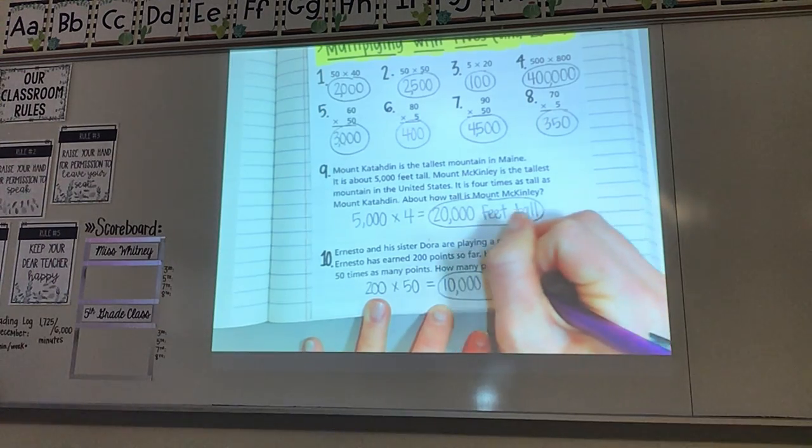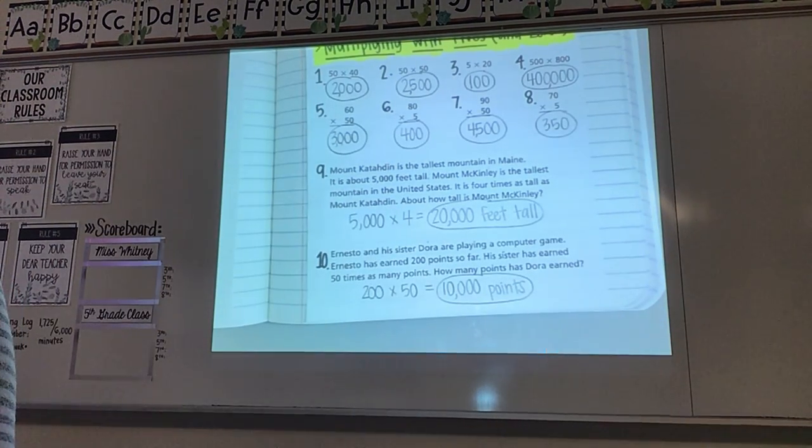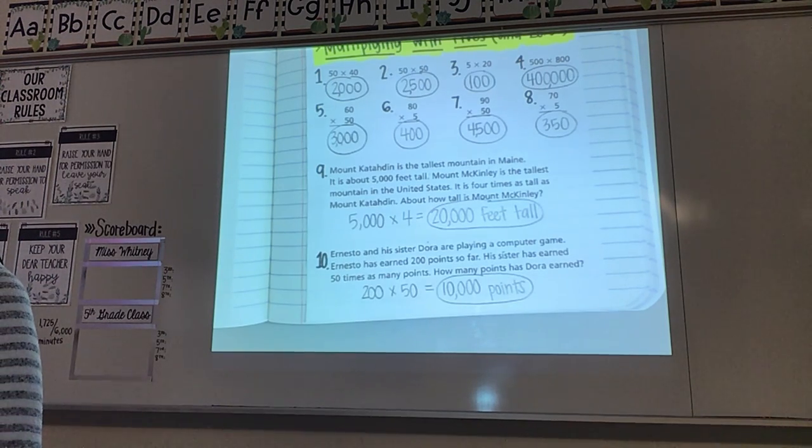Whoa. Alrighty, so still using those tricks when we're multiplying. Make sure you use a multiplication chart if you need to, if you don't know your multiplication facts yet, and do your very best on the assignment.